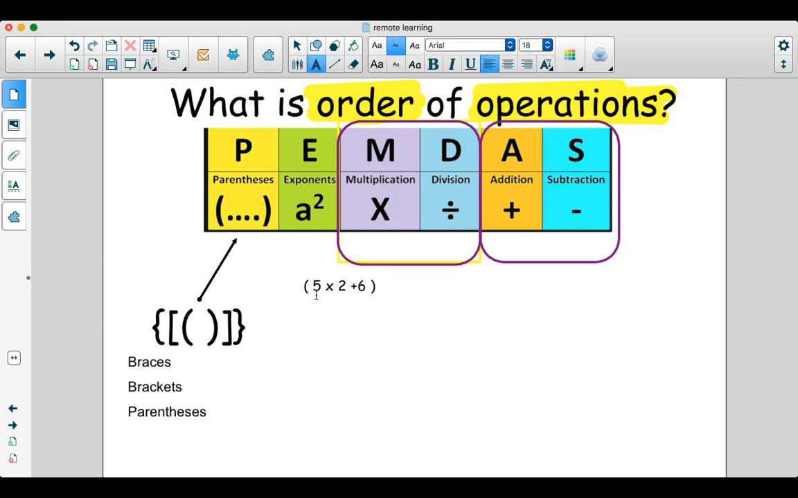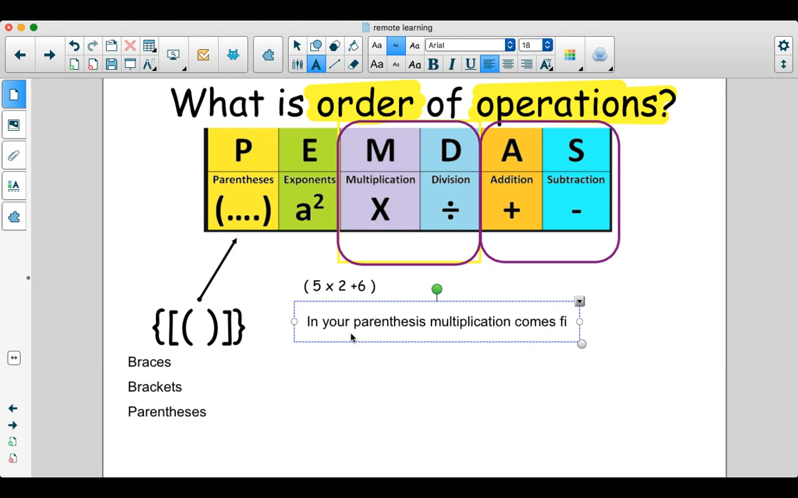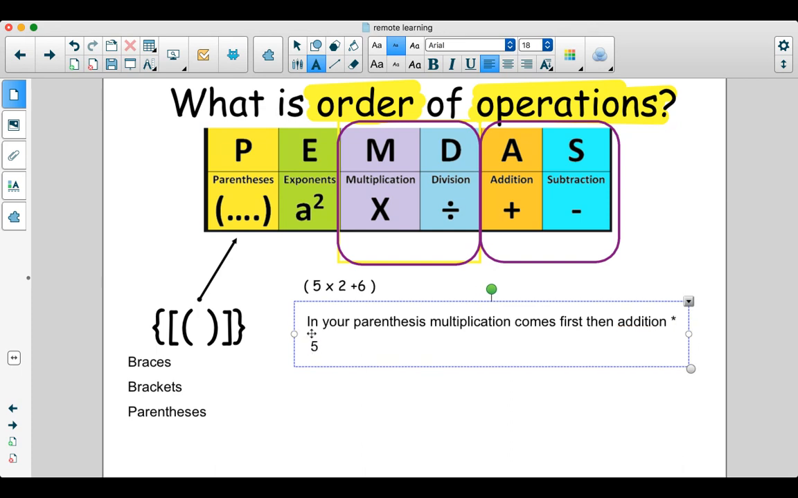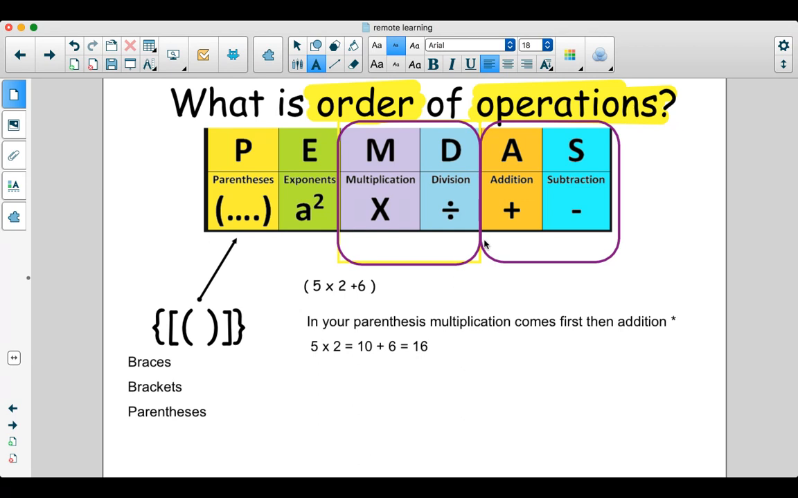So again, I have 5 times 2 plus 6. This is clear to see that multiplication comes first. So in your expression, multiplication comes first, then addition. There's no question here. So you would do 5 times 2 equals 10 plus 6 equals 16. That is your answer. We see this here. It matches our rules.